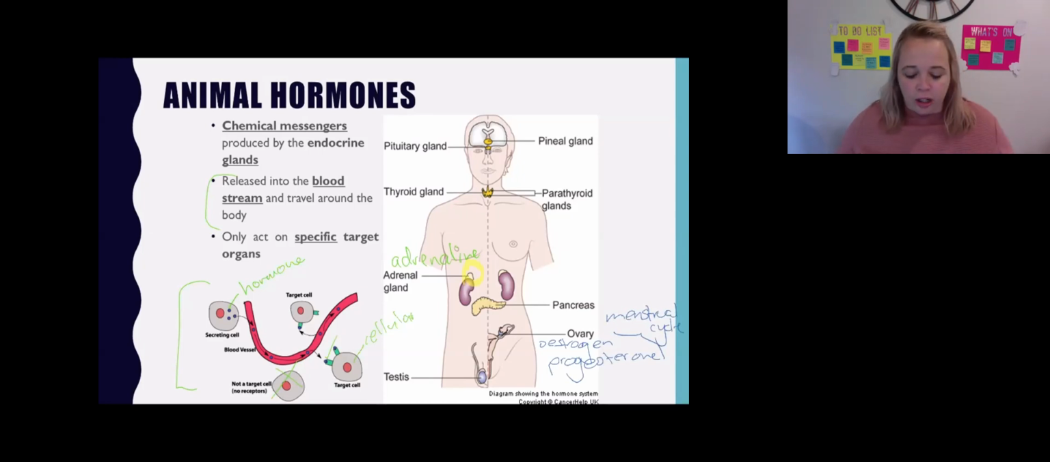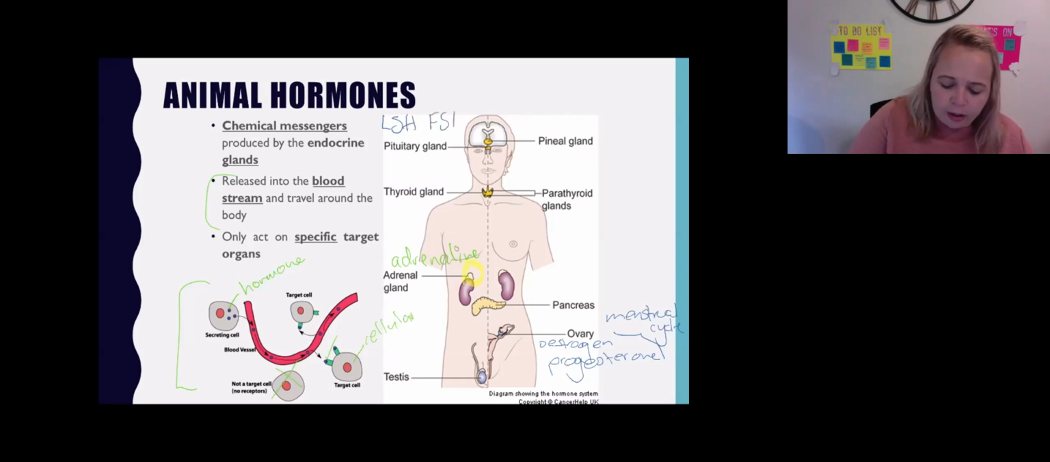It's an intricate thing. There are actually some other hormones that are involved in the menstrual cycle called luteinizing hormone and follicle stimulating hormone. It's been a while. So these hormones here are also involved in your menstrual cycle.